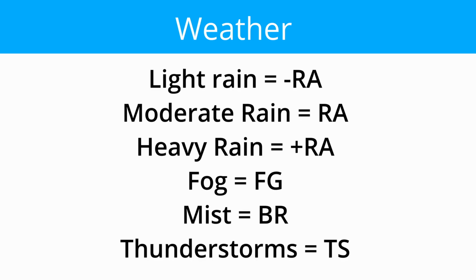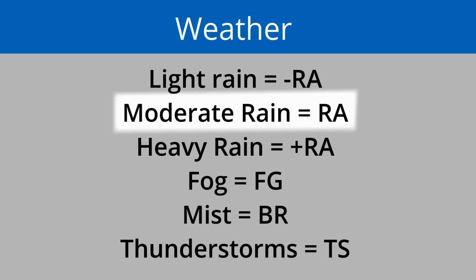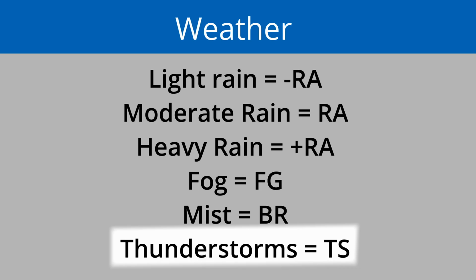RA, and this might have either a negative sign before it, a positive sign before it, or nothing before it. If it has a negative sign, then it means we have light rain. If it doesn't have any sign, it means we have moderate rain. And if it has a positive sign, it means we have heavy rain. If it shows FG, then there is fog, and BR, which most people use the saying baby rain to remember, actually stands for mist. The last common one would be TS, which stands for thunderstorms.